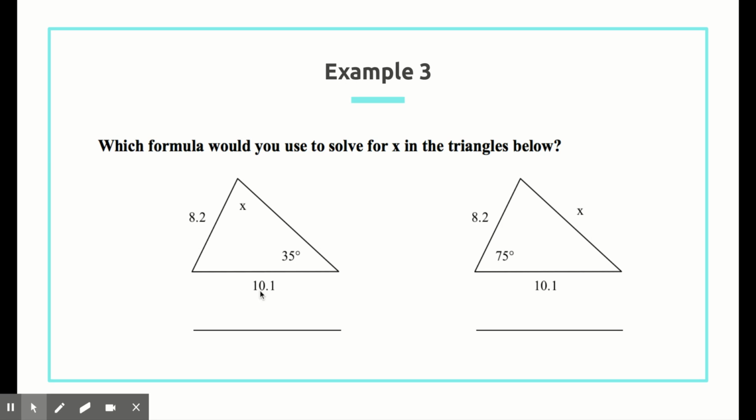We have opposite sides and two of them, so my 35 and 8.2 go together, and my 10.1 and x. So we're going to use the sine law to solve for x. And then for the other one, we said it's the cosine law because we have side, angle, side.